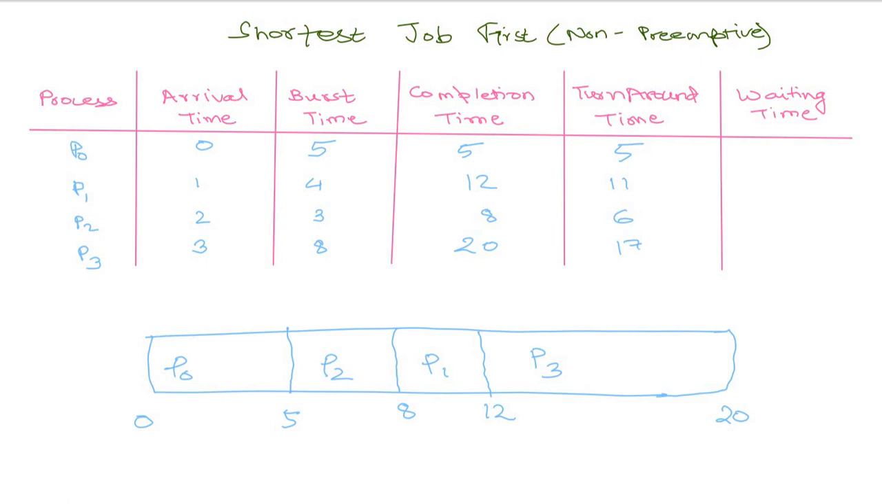Then waiting time is turnaround time minus burst time. So that would be 0, 7, 3 and 9.